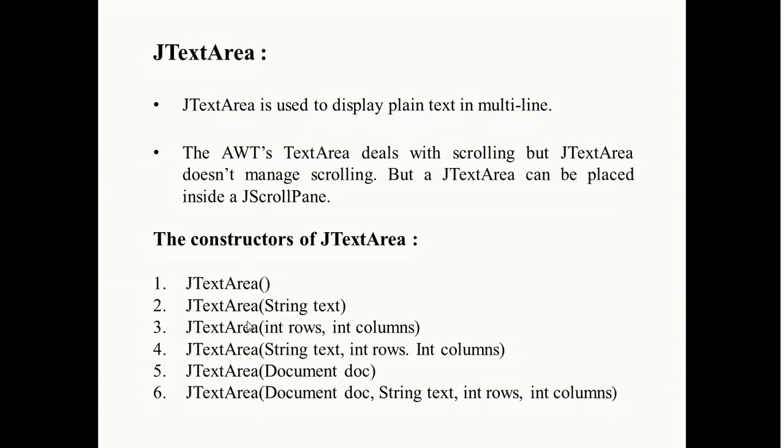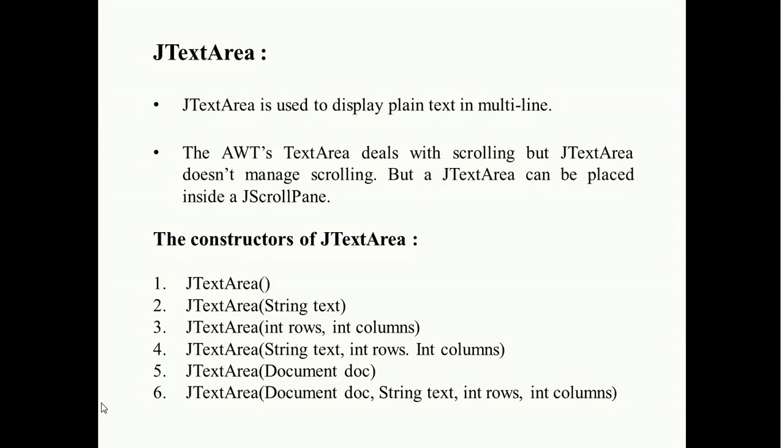Second constructor is JTextArea having parameter string text. This constructor creates a text area initialized with the specified text. Means initially we can assign a text onto the text area. So second constructor is used to create a text area with specified text. That means initially we can specify the text into the text area.